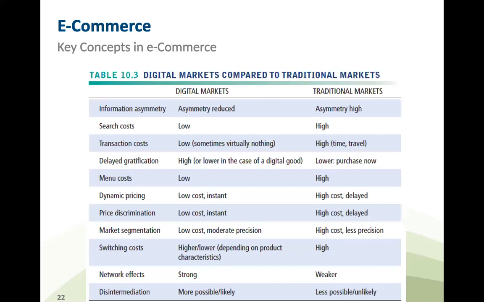So this table is about digital markets compared to traditional markets, in terms of these key concepts in e-commerce. Information asymmetry: in digital markets, asymmetry is reduced, while asymmetry is high in traditional markets. Search costs are low in digital markets and high in traditional markets. Then transaction costs, sorry, low.